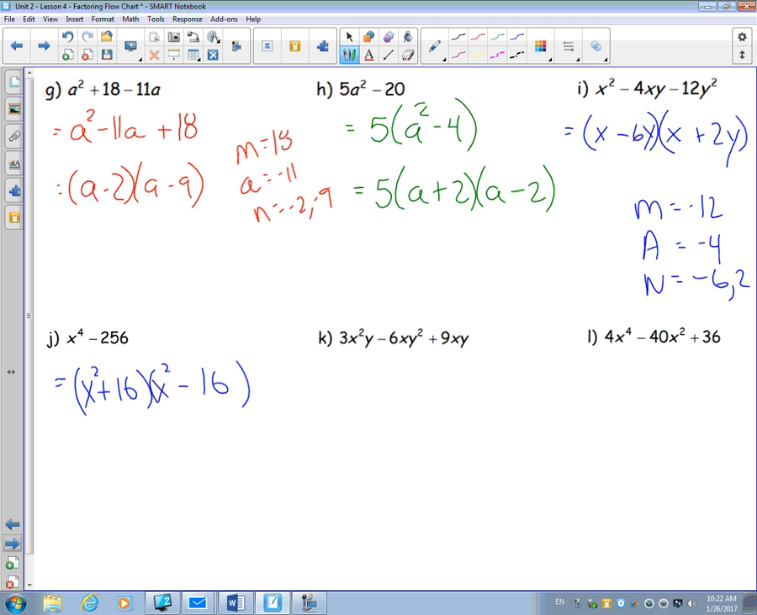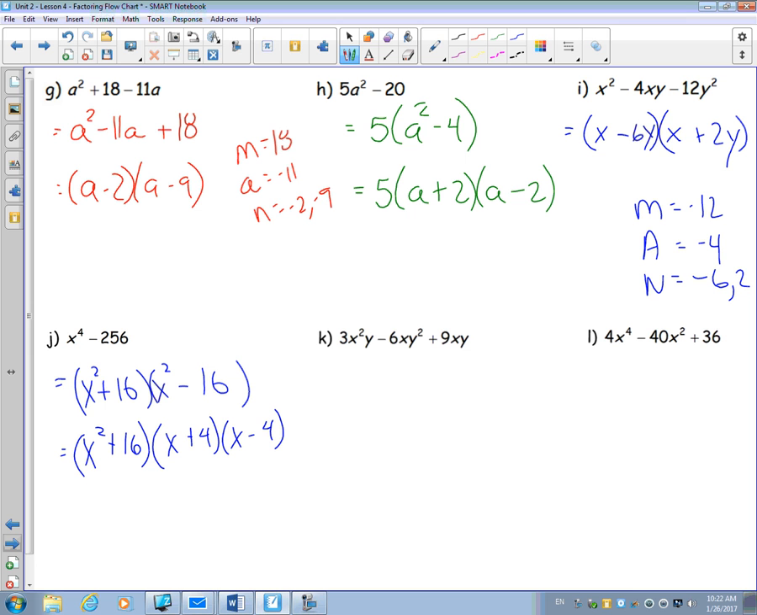Can we go further? They both have exponents that are even, so maybe. The first bracket's got a plus sign. Can't go further with that. The second bracket has 2 terms with a minus sign, so I can go further. I'm going to rewrite the first bracket because I can't touch it and I can't change it. But the second one, I can do difference of squares again. X plus 4 and x minus 4. I can't go any further because my new 2 brackets don't have exponents on them.